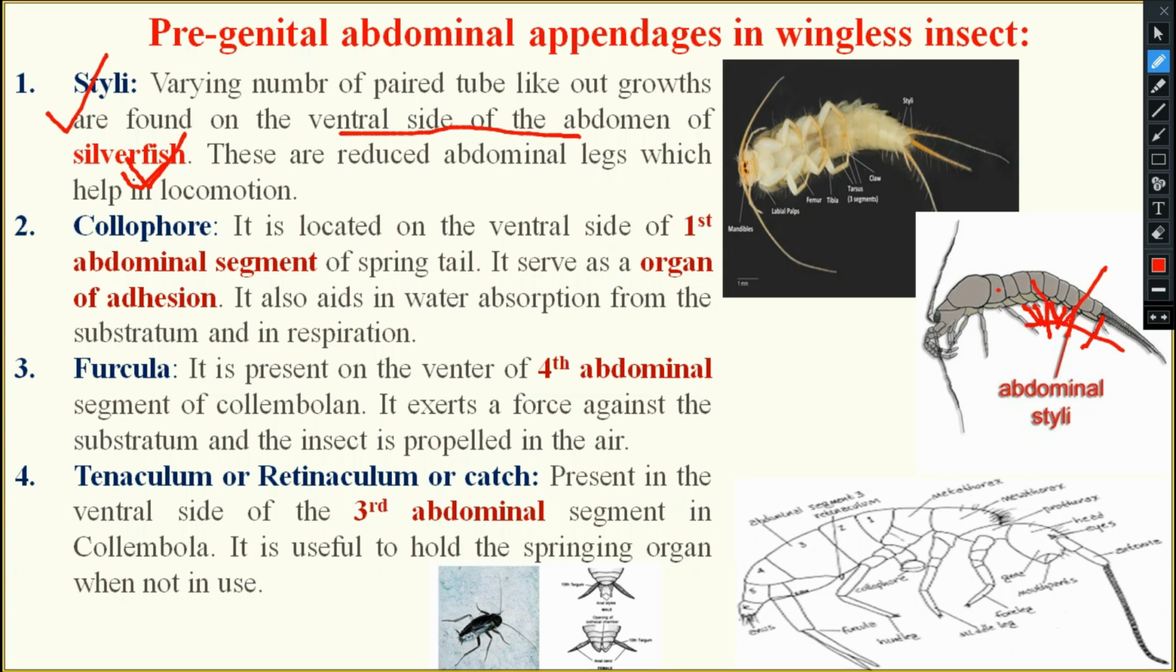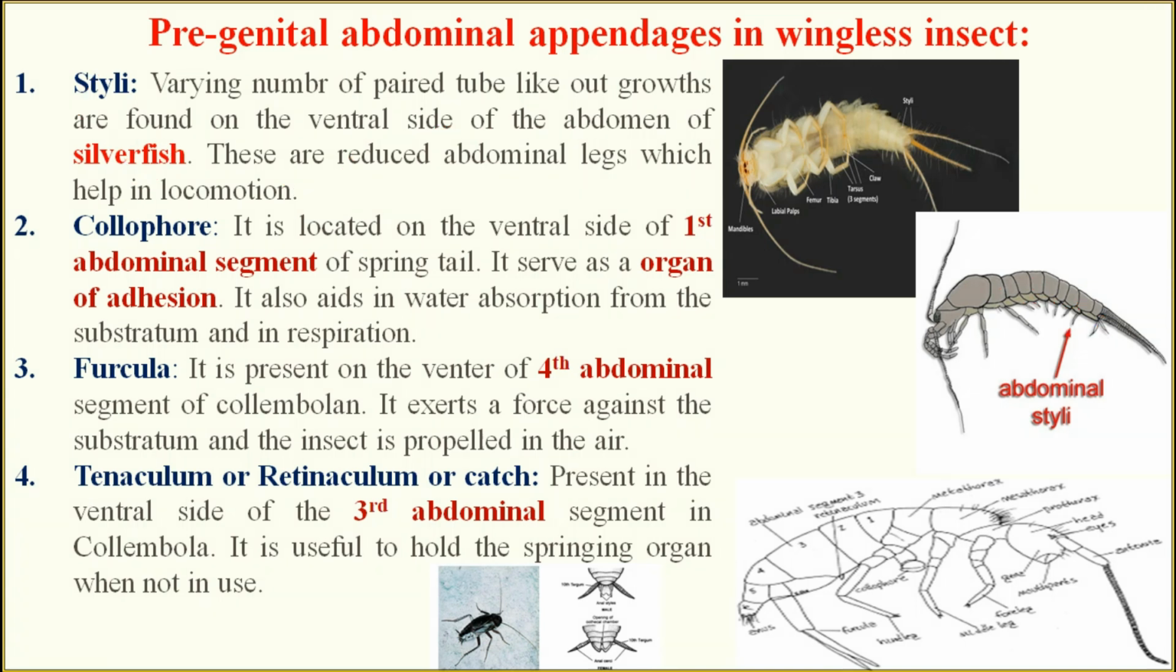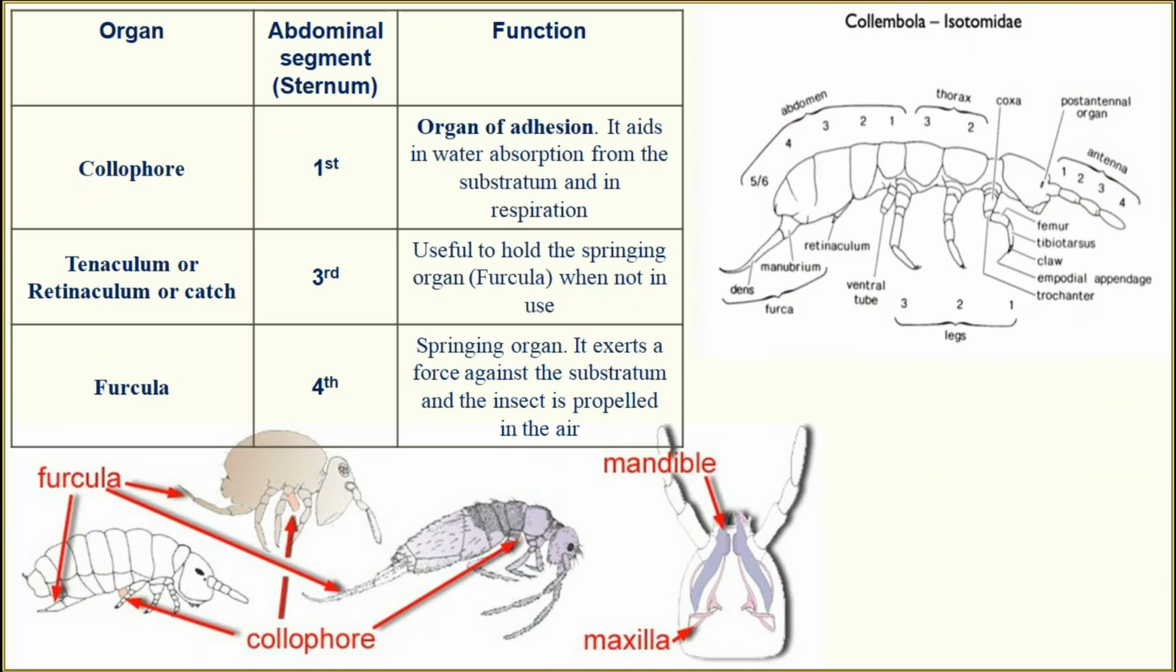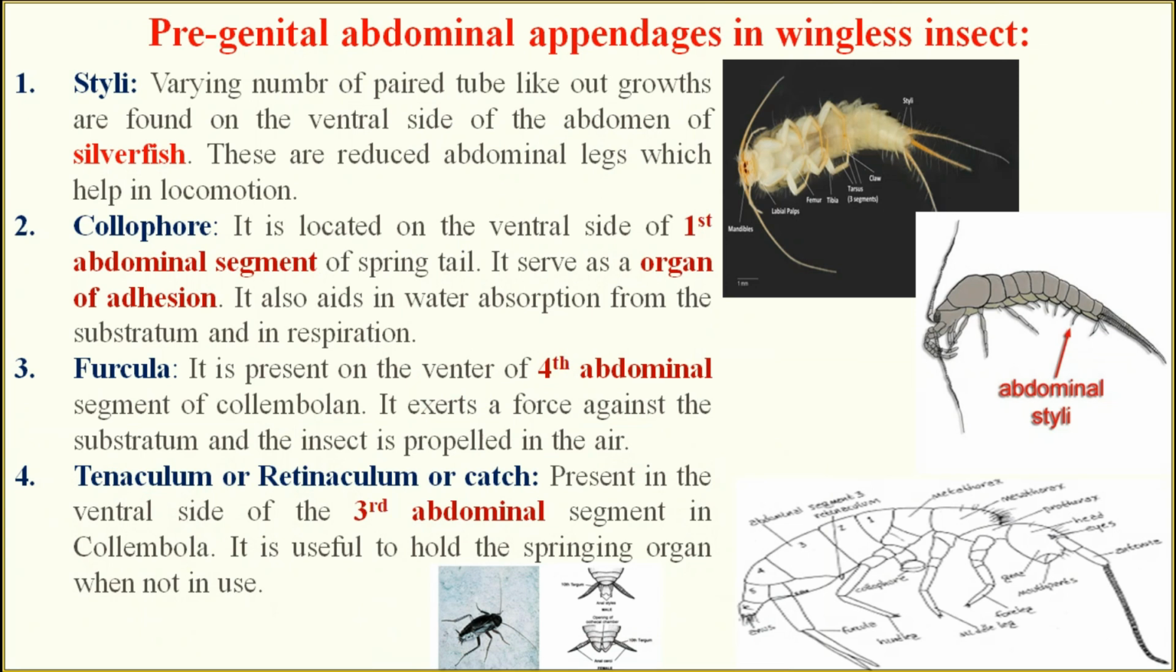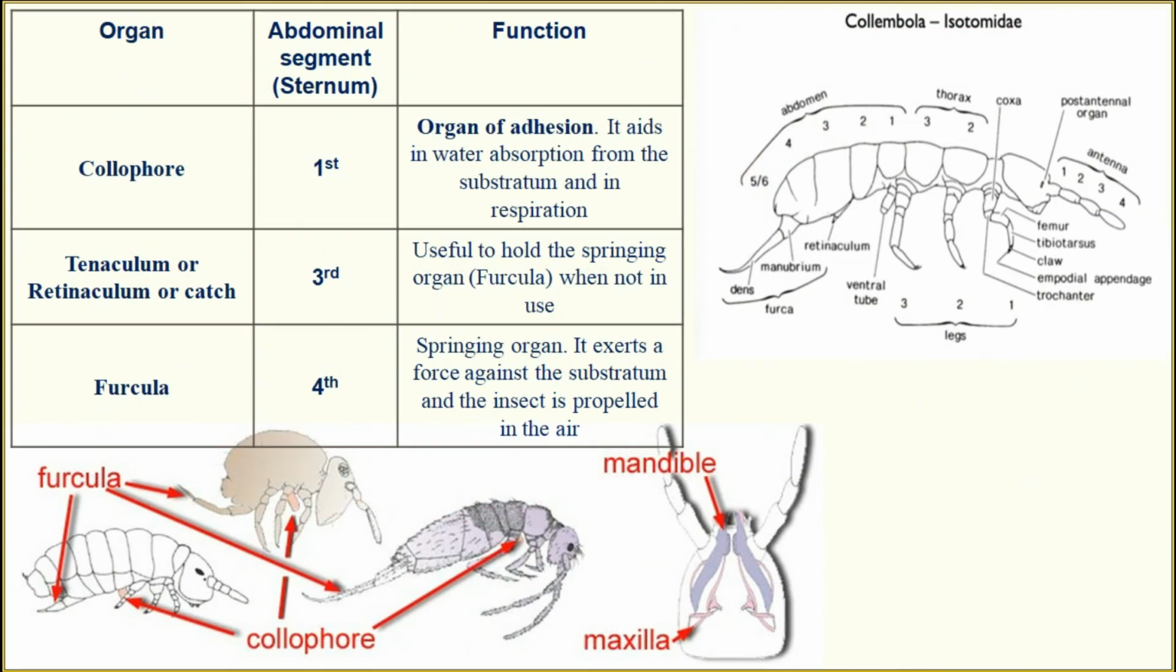Understood? These are the reduced abdominal legs which help in somewhat locomotion. Clear? This is not anal styli. Remember, that is abdominal styli. Anal styli is different. Again, we will discuss. Up to this, clear? Now you see all the structures like collophore, furcula and tenaculum. In a single slide we will discuss.